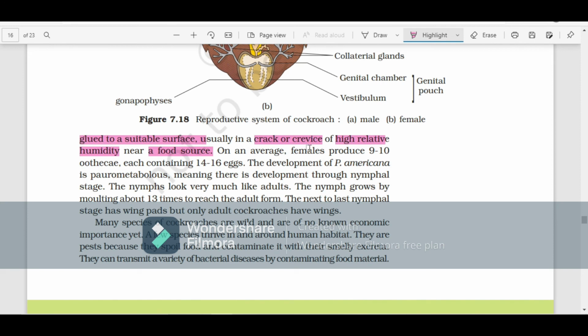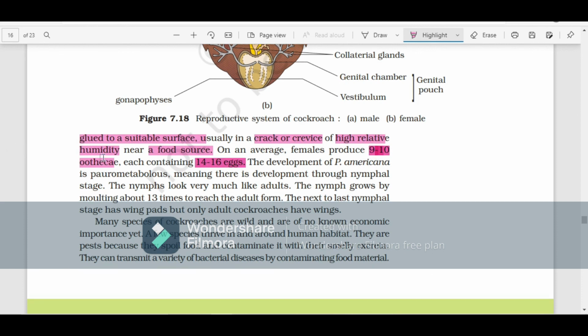Okay. On an average, a female produces 9 to 10 ootheca, and each ootheca contains 14 to 16 eggs. So, at maximum, you can get 160 eggs. Can you believe it? Yeah. So why is that so? Because many of them get damaged and might be eaten by some other organism or something.